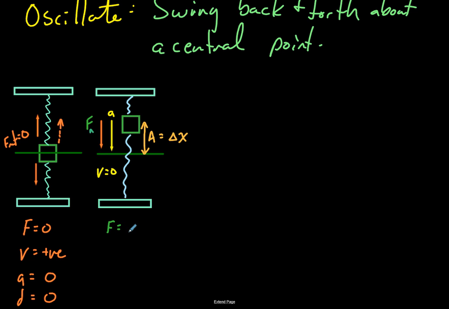F here equals negative, and it's max. We'll assume this is the maximal amplitude of this thing, or the maximum amplitude. Velocity at maximum amplitude is 0. Acceleration is negative and maxed. And displacement is max, positive. Actually, I shouldn't write max in there. And I should also call displacement delta x too, just to keep everything logical here.